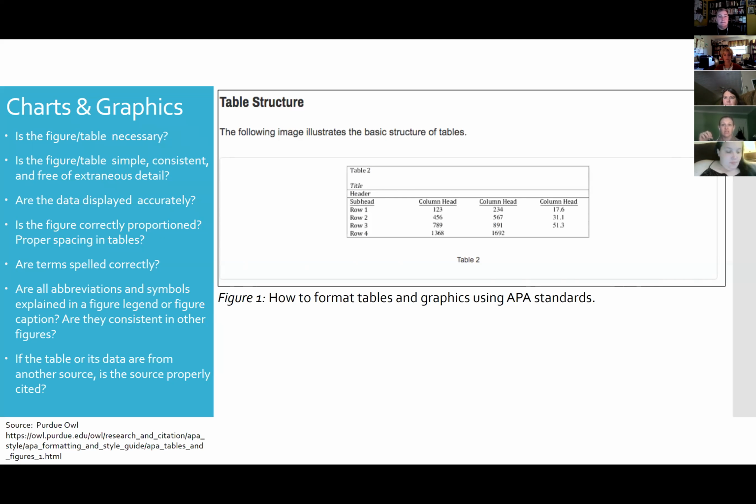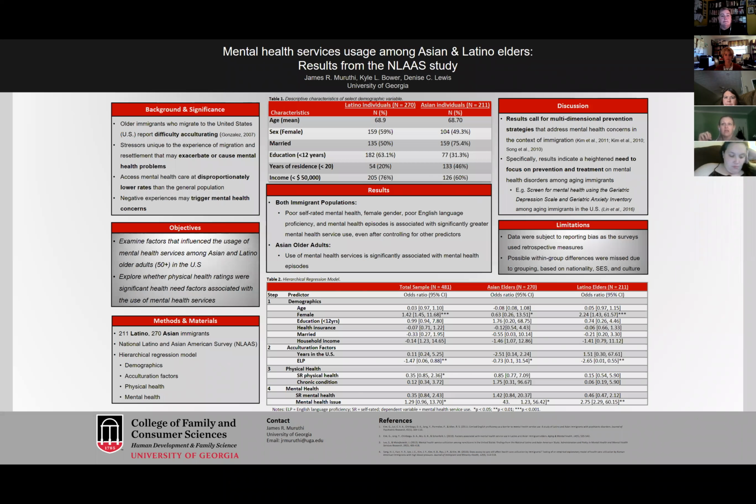Make sure that your tables and figures, whatever you use, are consistent. So even if there is something that's not quite APA and it just looks better, make sure those things are consistent. And I'll show you what those look like on the next slide. Is the data displayed accurately? Okay, great. So here we have some tables.